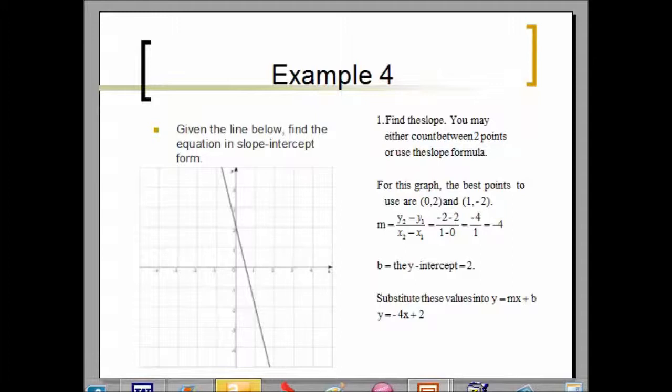This is intuitively correct because we can look at the line and see that it decreases as we go from left to right. Therefore, the slope must be negative. The y-intercept is the y-coordinate of the point (0, 2), and that's obviously 2. Substituting these values into y equals mx plus b gives y equals negative 4x plus 2.